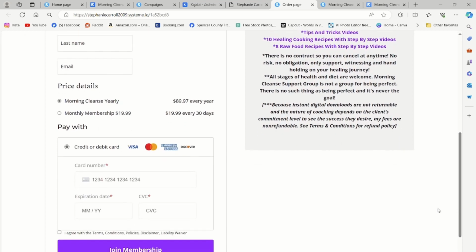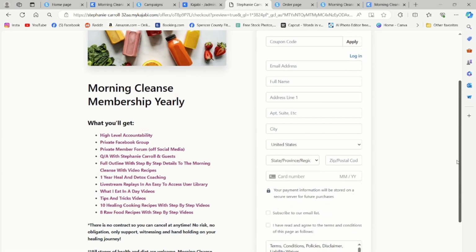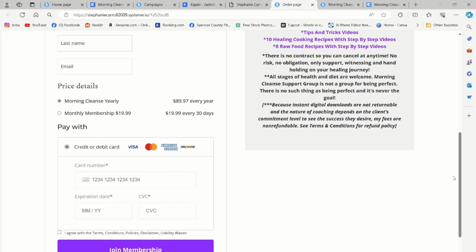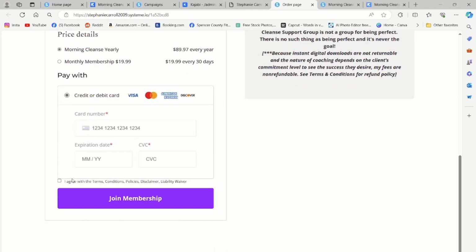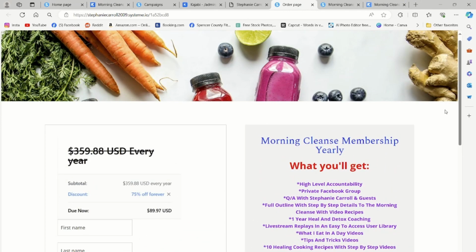Now, on System E, you can do two payment plans like this. In Kajabi, I just have one payment plan. So you do the yearly and then you do a different page if you want monthly. Here are the terms and conditions, the same, but I had to do a little pop-up here for it to show up. A little bit different, but very similar.